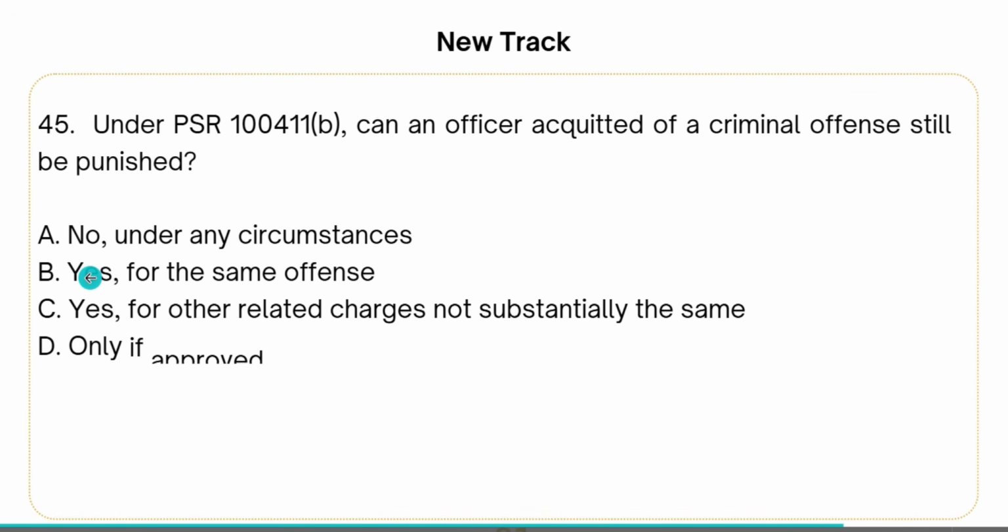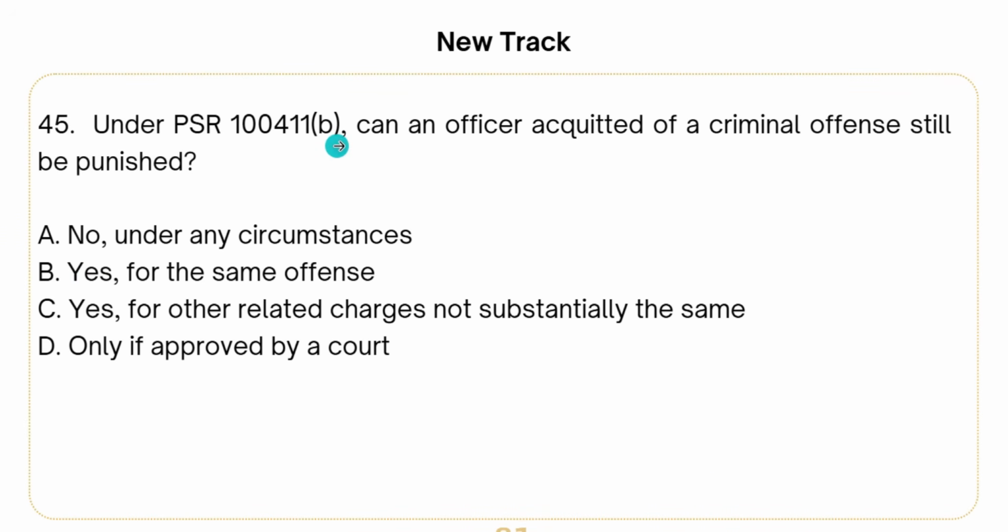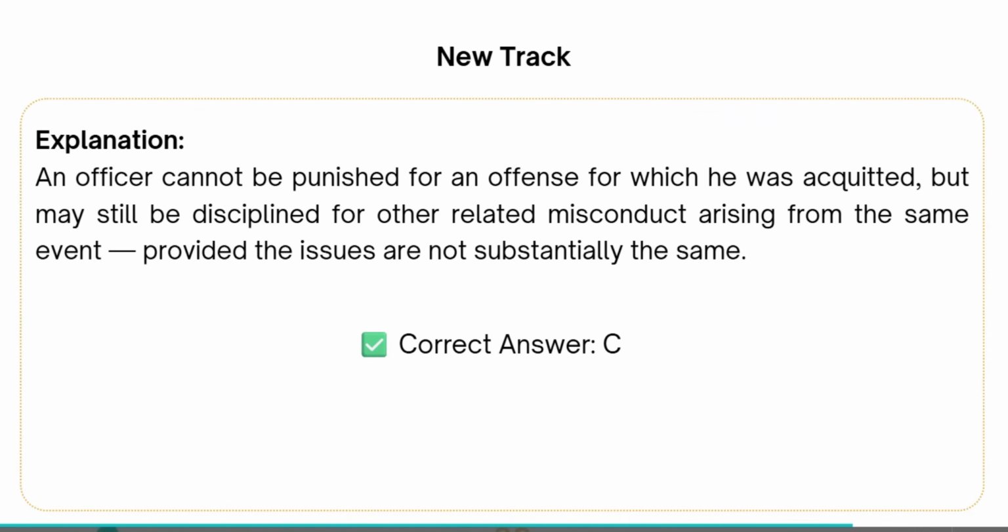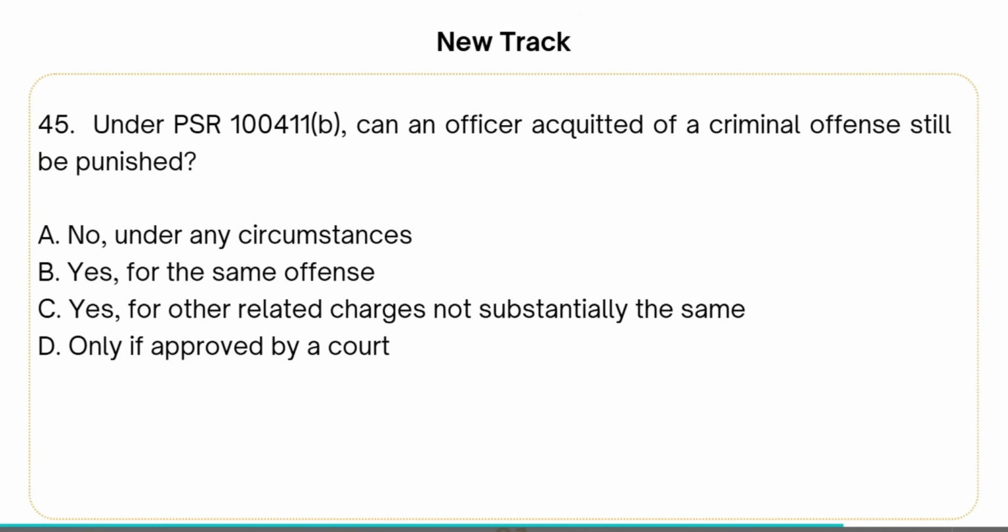Question number 45. Under PSR 1004(11)(b), can an officer acquitted of a criminal offense still be punished? A. No, under any circumstances. B. Yes, for the same offenses. C. Yes, for other related charges not substantially the same. And D. Only if approved. The right option is option C, and option C says yes, for other related charges not substantially the same.